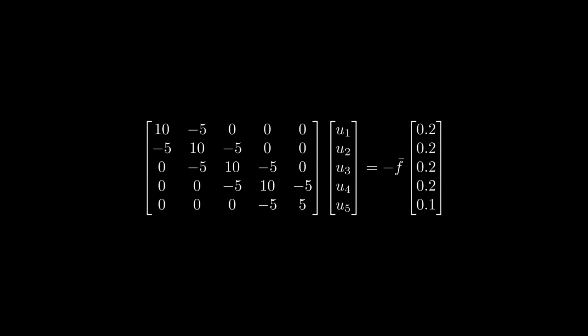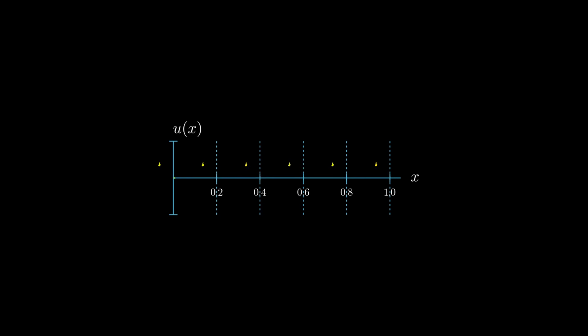Finally, we set up the linear system of equations and solve for the unknown vector u. Here you can see the result, for which I have assumed that f bar equals minus 1. We observe that the finite element solution in green is close to the analytical solution in yellow, where the latter is of course only available because we are considering a very simple problem in 1D.